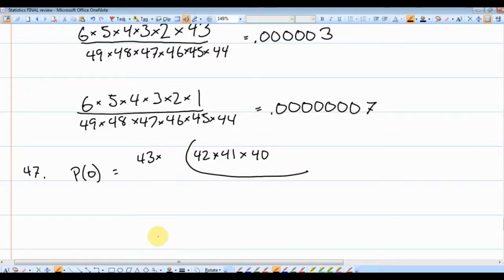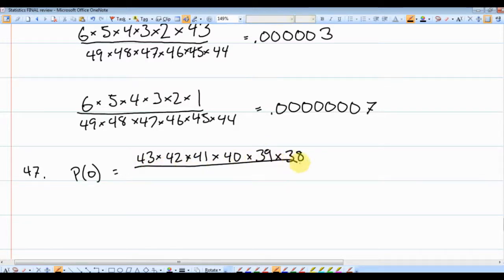Why are we doing probabilities? If we're going to create a probability distribution, we're going to have to get all of the probabilities from 1 through 7. Now we did 4 through 7. We just need to get 0 through 3. So that's 1, 2, 3, 4, 5, 6.